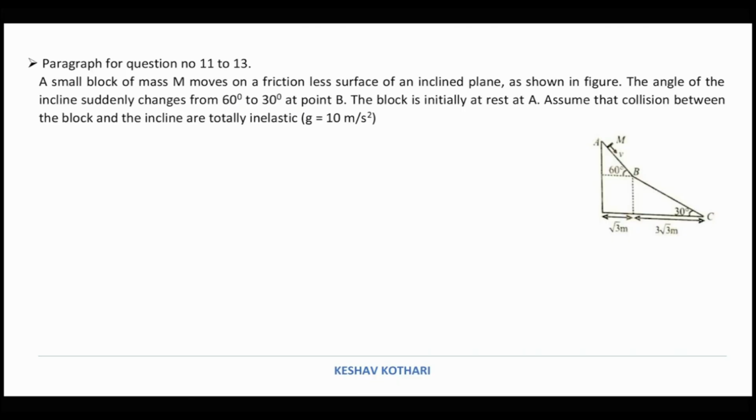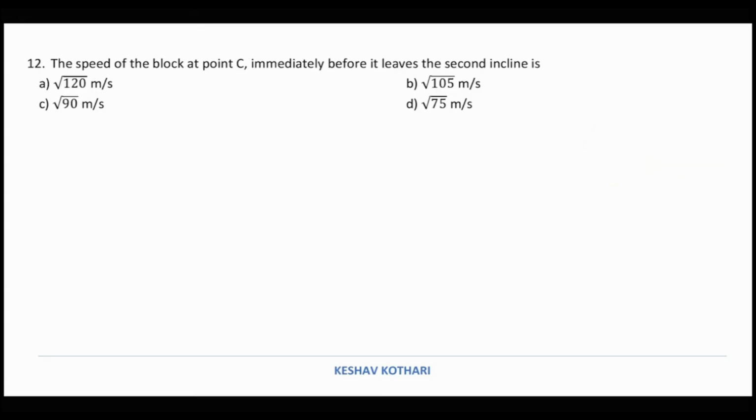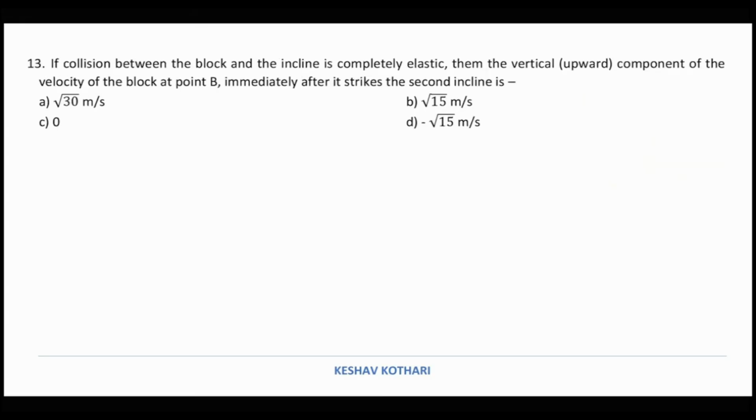So the problems that are asked: the speed of the block at point B immediately after it strikes the second incline. The next one is the speed of the block at the point C immediately before it leaves the second incline. And the last part is, if the collision between the block and the incline is completely elastic, then the vertical component of the velocity of the block at point P immediately after it strikes the second incline is.